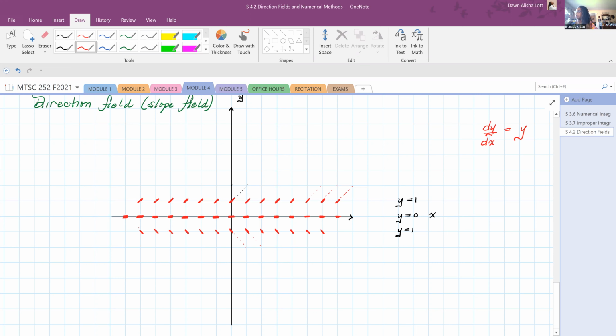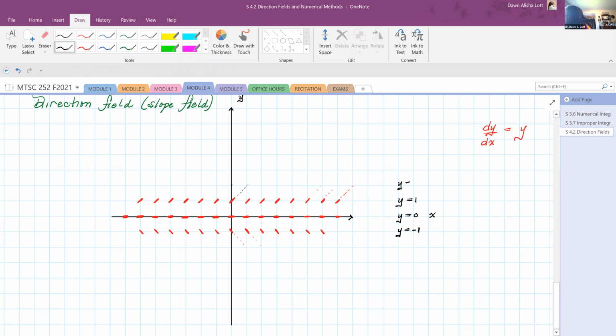Okay, any questions so far? Is the one at the bottom negative? Yes, it is. I just forgot the negative. I apologize. Thank you. Okay. All right, let's go up.